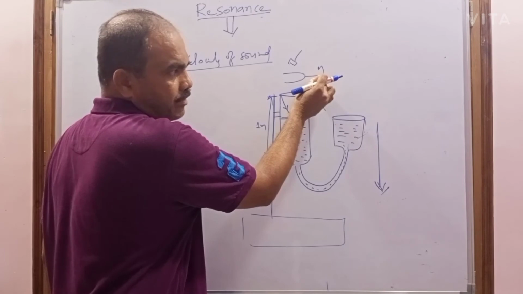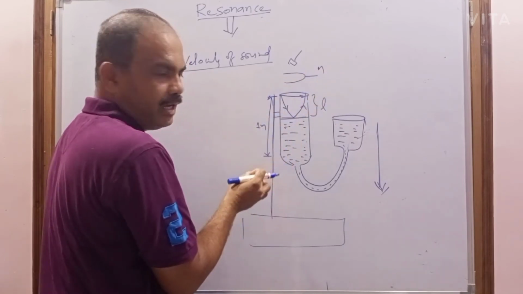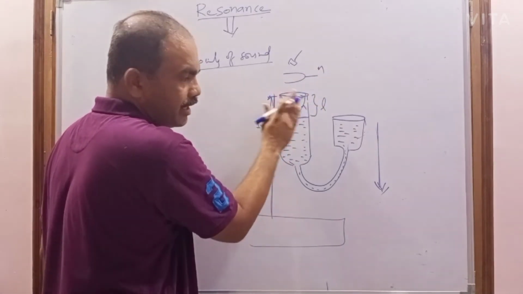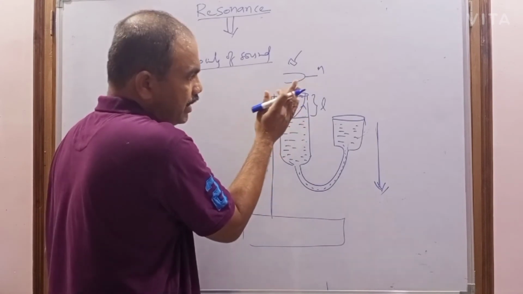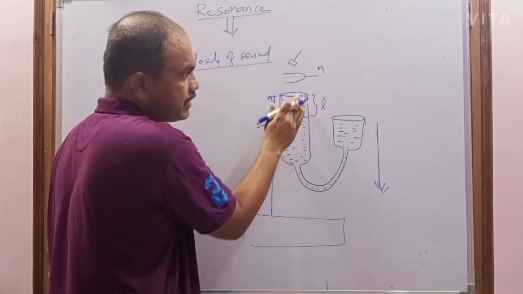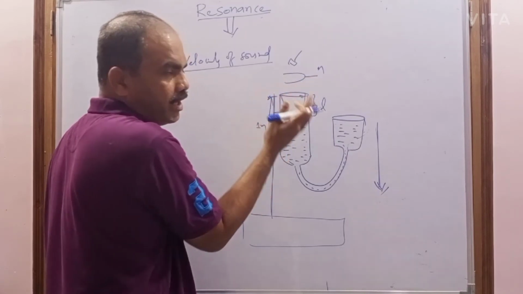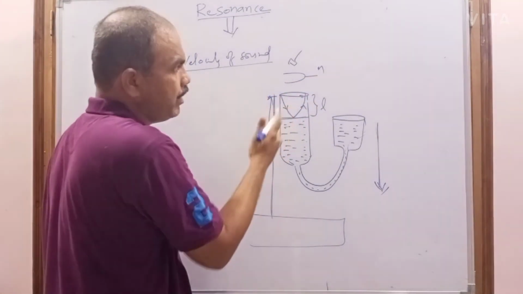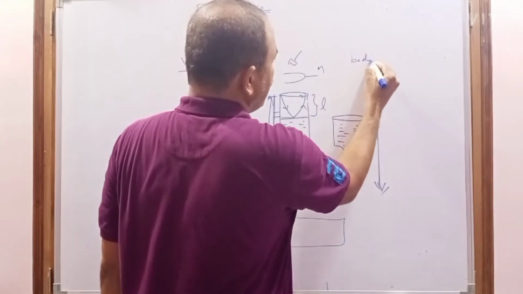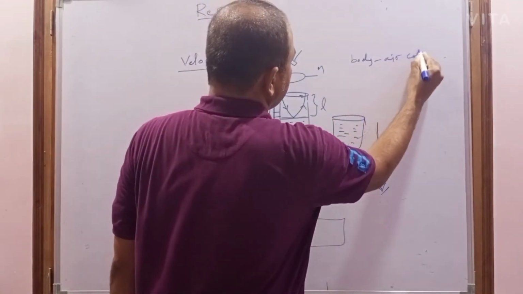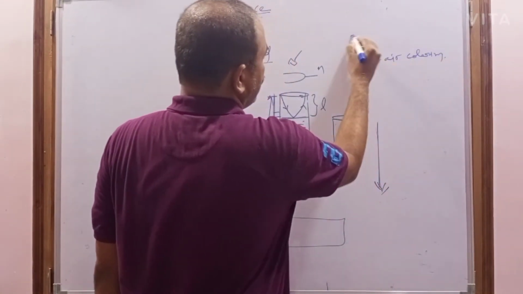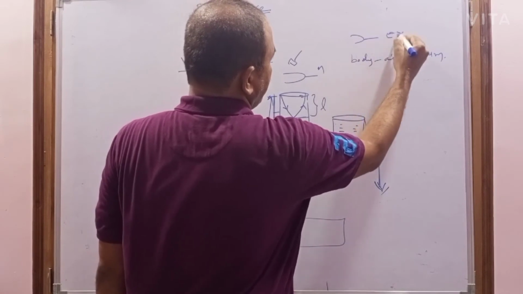Here the external periodic force is the tuning fork, and the body is the air column. If the natural frequency of the air column exactly coincides with the tuning fork frequency, then the body vibrates with larger amplitude. Here the body is the air column, and the tuning fork is the external periodic force.